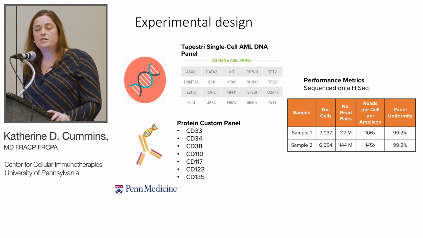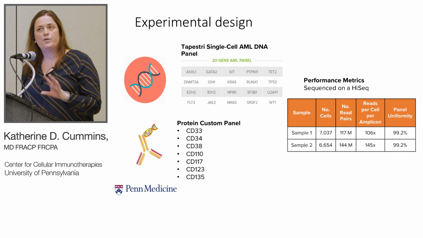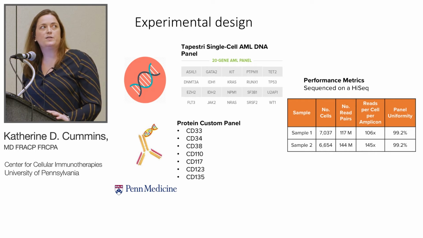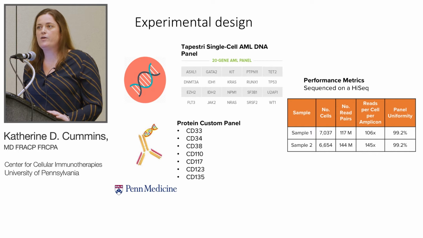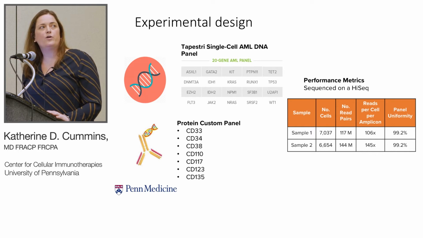This is some data just about the experimental design from the Mission Bio side. At the top is the 20-gene AML panel, which is what we used. And the protein custom panel was selected to have an AML focus, though there are other antibodies which are available to use. And on the right is a summary of the metrics.